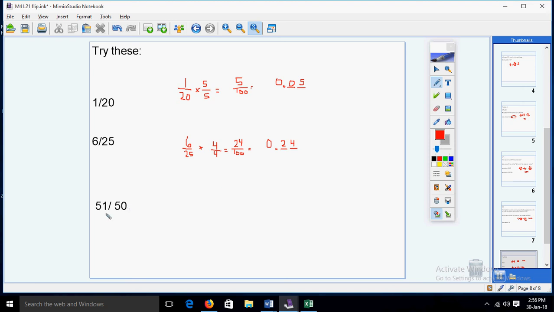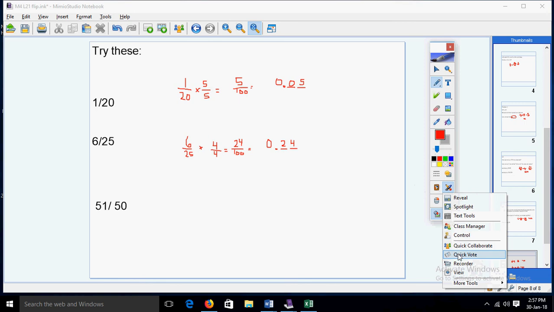All right, go ahead, solve for 51/50ths. It's a little bit different than what we've been doing, but I think based off of what we've done so far, you will be able to figure it out. If not, you can ask me.